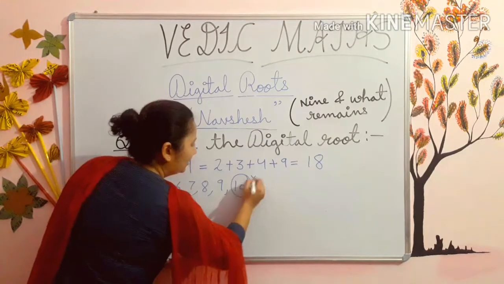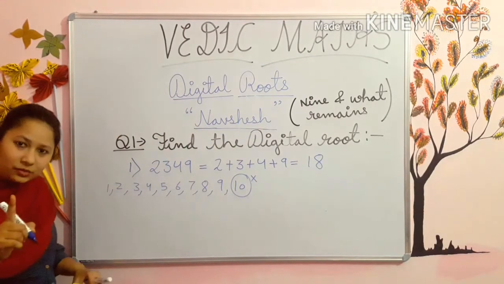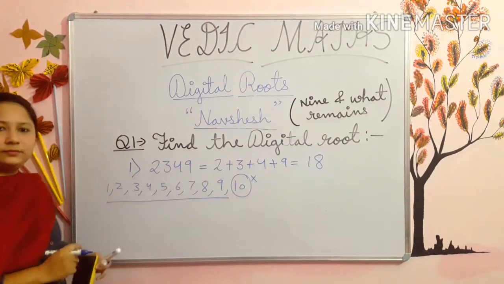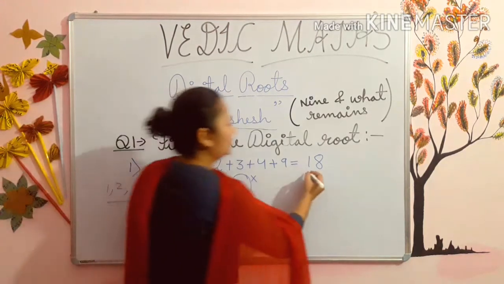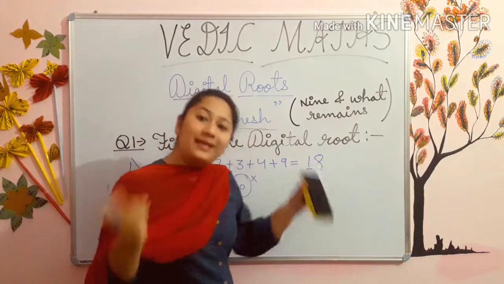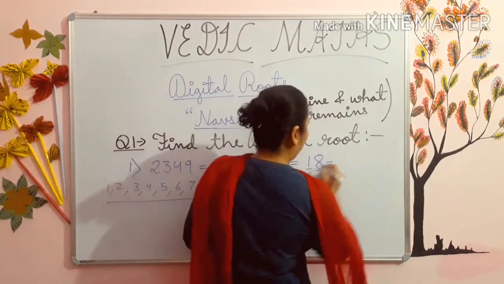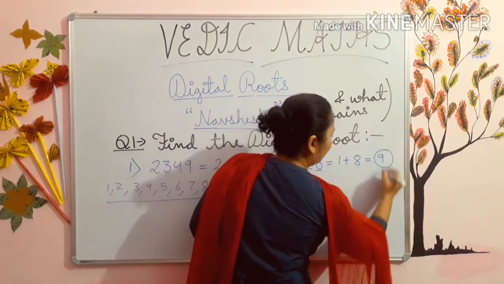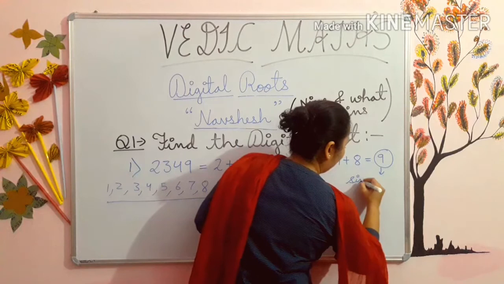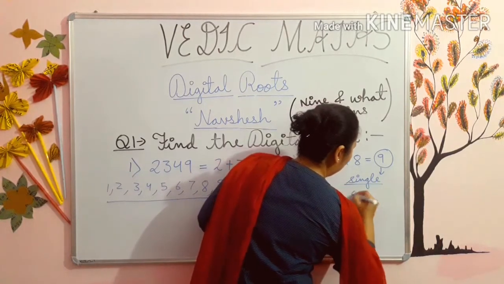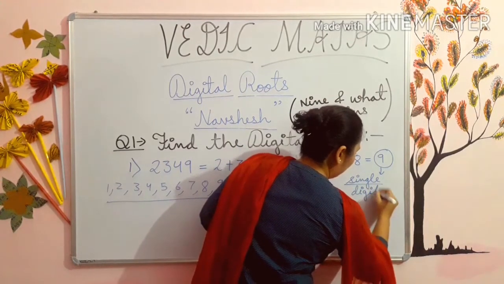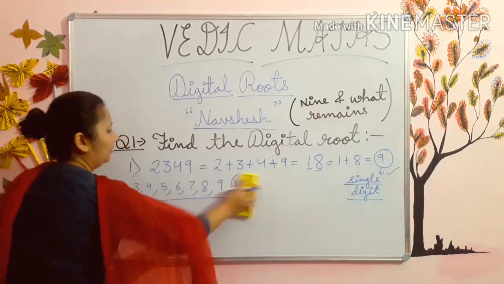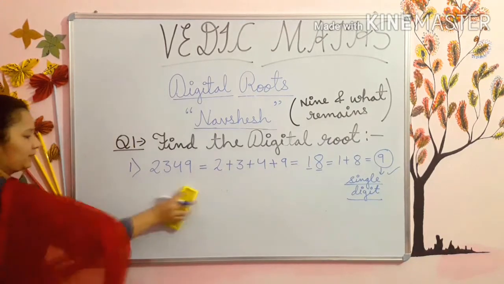10 is not a digital root. Your digital root should always be one digit. Now see, here is a 2-digit number. So again add them. 1 plus 8. Now see, now a single digit is coming, and this is your digital root, 9. Are you getting my point, students?